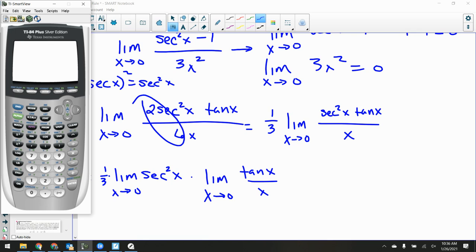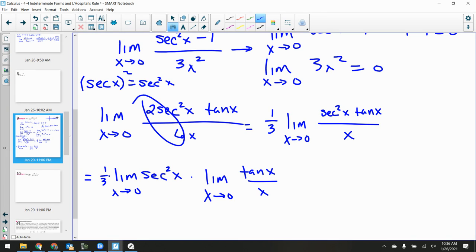Now the nice thing is, what is secant? Can I evaluate this? What is secant of 0? Isn't it 1 over cosine? So 1 over cosine of 0, which is 1. So what's this going to go to? 1. So it's really just going to be 1/3 times 1 times the limit as x goes to 0 of tangent of x over x.